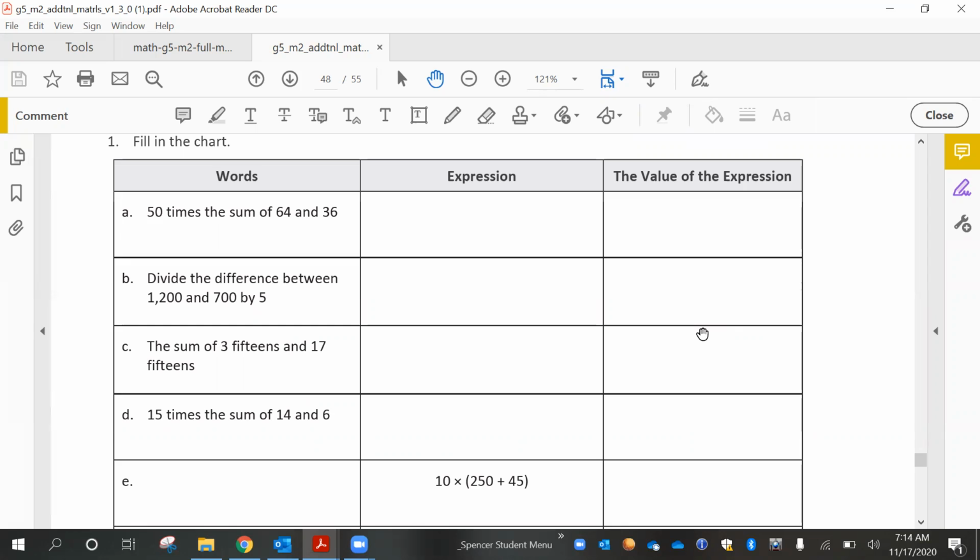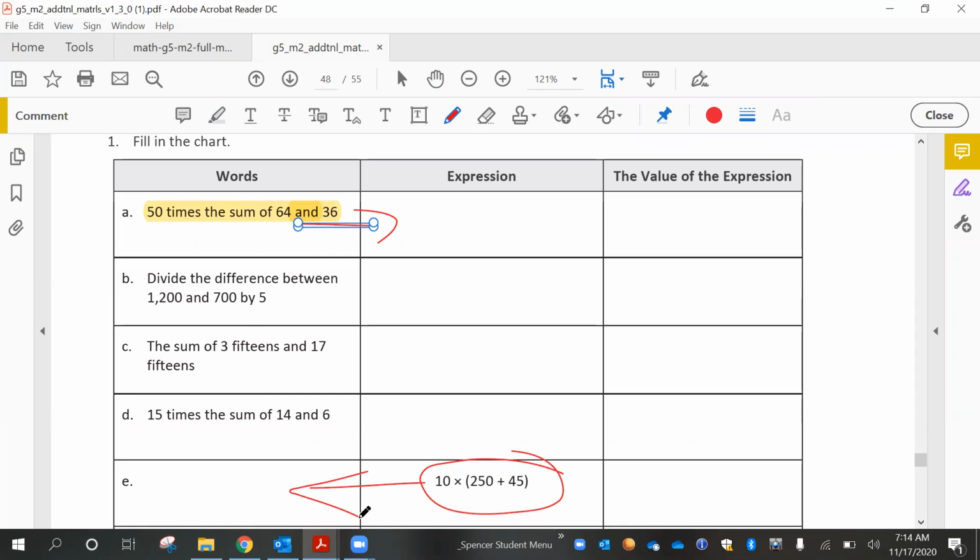So there's 2 ways that we're going to ask you to do it on the test. I'm not used to these tools. So we are going to go from words to expressions. And then we're also going to go from expressions back to words. So that's what we're going to practice today. And then I'm going to unleash you to try it on your own and also work on some more multi-digit multiplication. So 50 times the sum of 64 and 36.